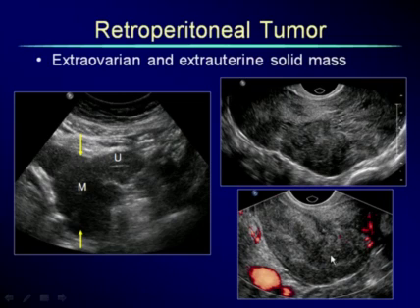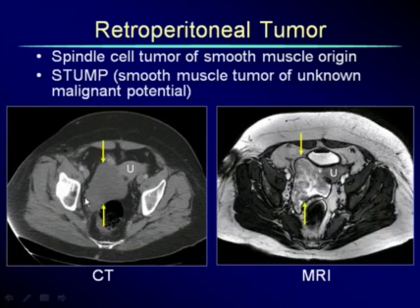It's sitting right up next to the uterus. We found the ovaries separately, so it's an extraovarian, extrauterine solid mass. Didn't really know what it was related to. Did some more investigation. CT didn't help. It just showed a solid mass pushing the uterus.